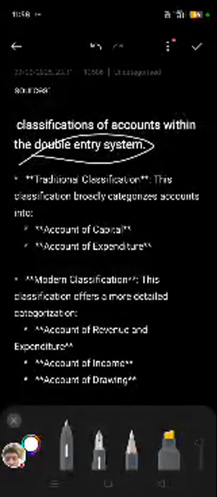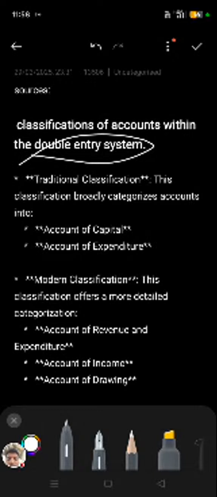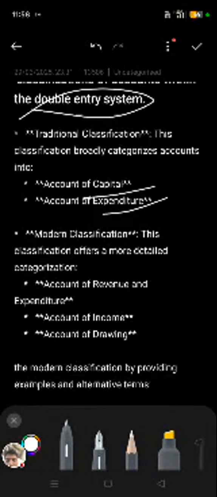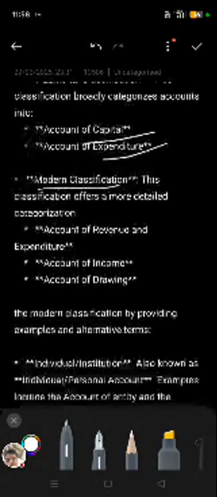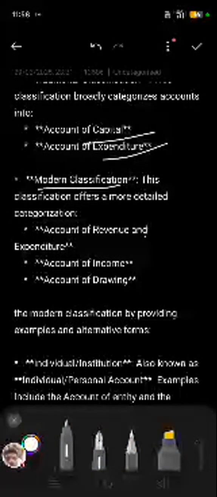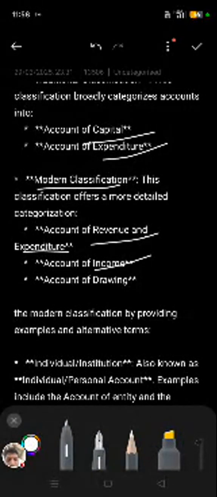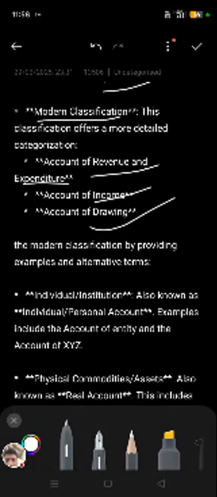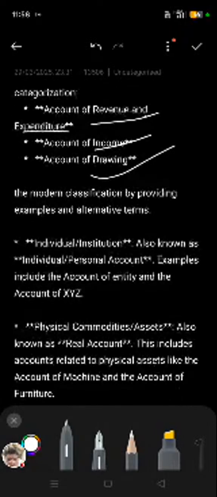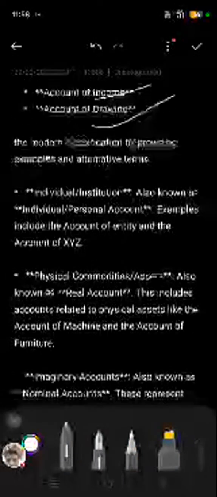There are two types of classification. One is the traditional classification. This classification broadly categorizes accounts into accounts of capital and accounts of expenditure. And the modern classification offers a more detailed categorization: accounts of revenue and expenditure, accounts of income, and accounts of withdrawing or drawing. The modern classification provides examples and alternative terms. These are the key terms.